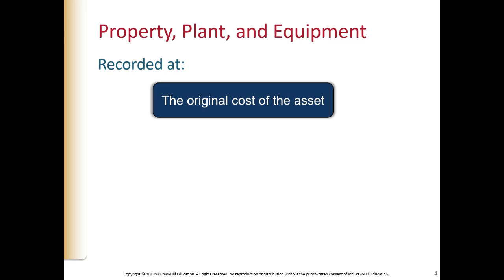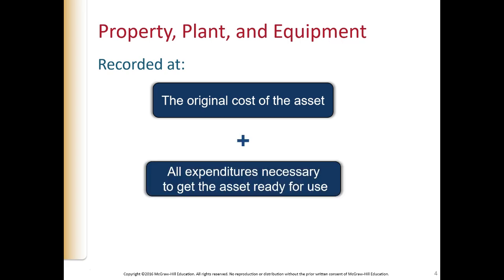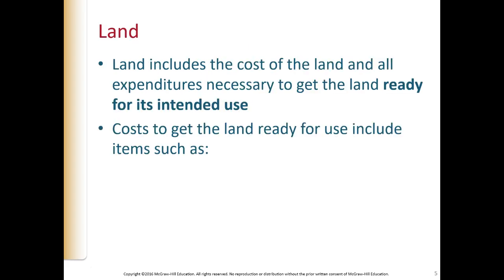When you record anything in the property, plant, and equipment area, you'll record the item at its original cost of the asset, of course, whatever you pay for it. Plus you'll include, as part of the asset, all expenditures necessary to get the asset ready for use. Now, for example, land. When you purchase land, you will record in a separate land account in the balance sheet the cost of the land. What did you pay for it? How much did it cost you?